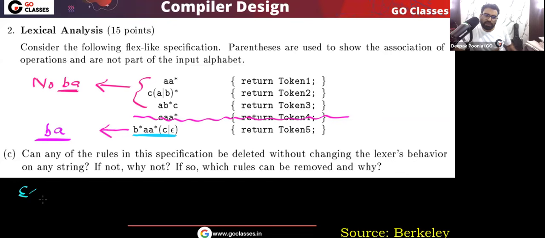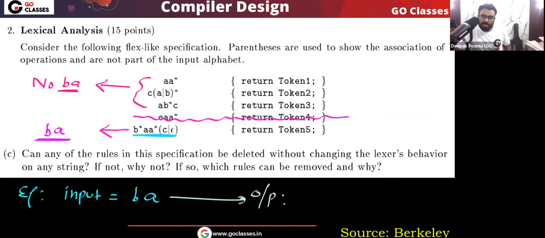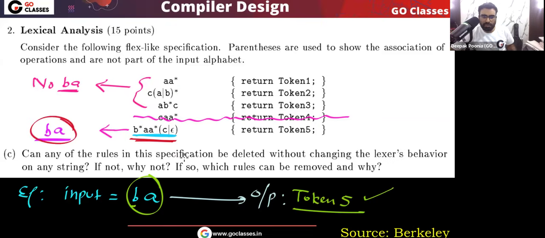Is this point clear? For example, let's assume your input is BA, then what will be the output? You can see the first symbol is B. So this is out of the race, out of the race, out of the race. Yes or no? You can see only this is in the race. So because of longest match, basically token 5 will be generated. This will be the output. So you can see that this string belongs to this rule, and this string does not belong to any of the above rules. So that is the reason I can say only this rule number 4 we can delete, no other rule we can delete.